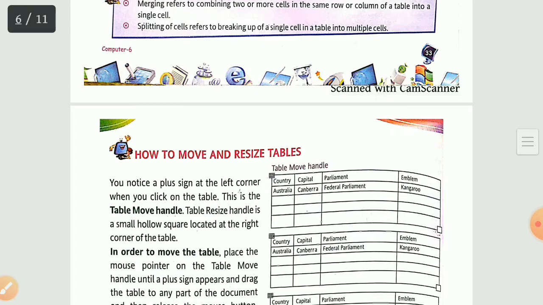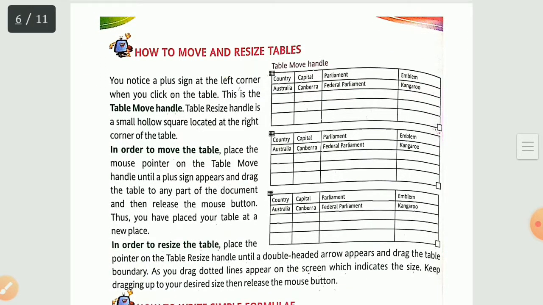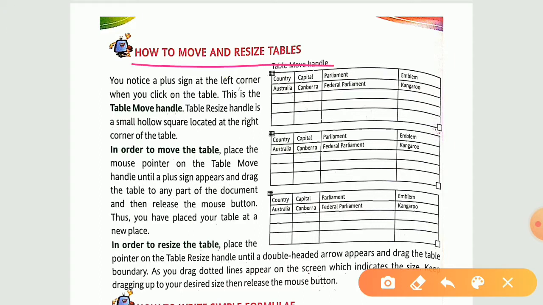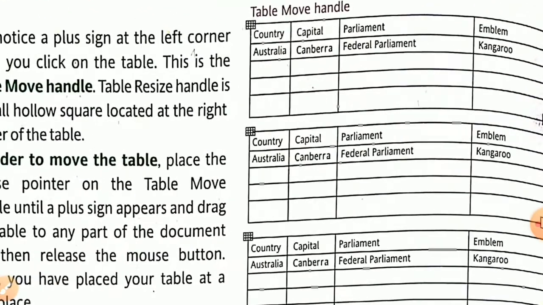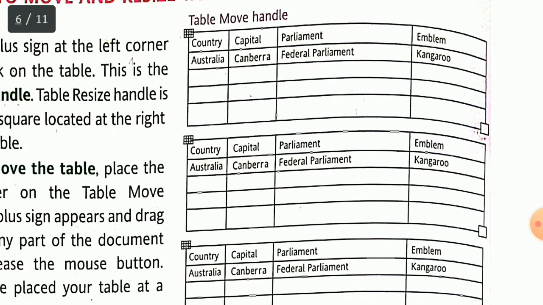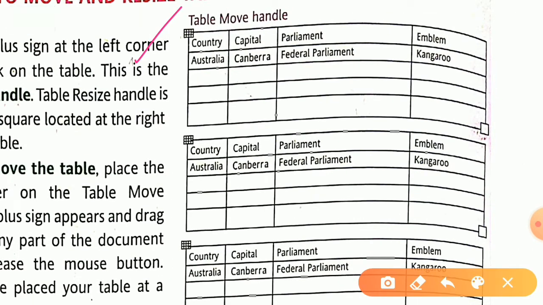Now turn to page number 34, and we are on this topic: how to move and resize our tables. Before coming into that topic, firstly understand one thing, that you are able to see that figure. When you are making any table in MS Word and you click anywhere on that table, you would be able to see two square boxes at either end. This box is at the top left corner, and this hollow box is at the bottom right corner.